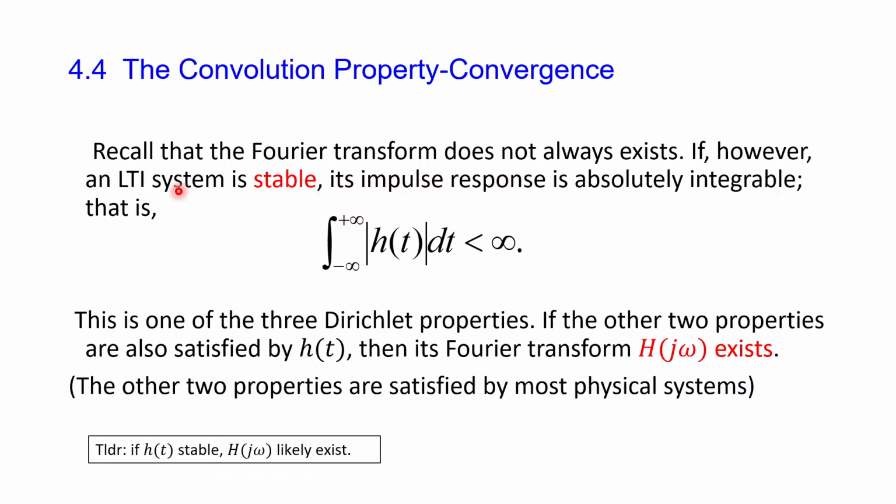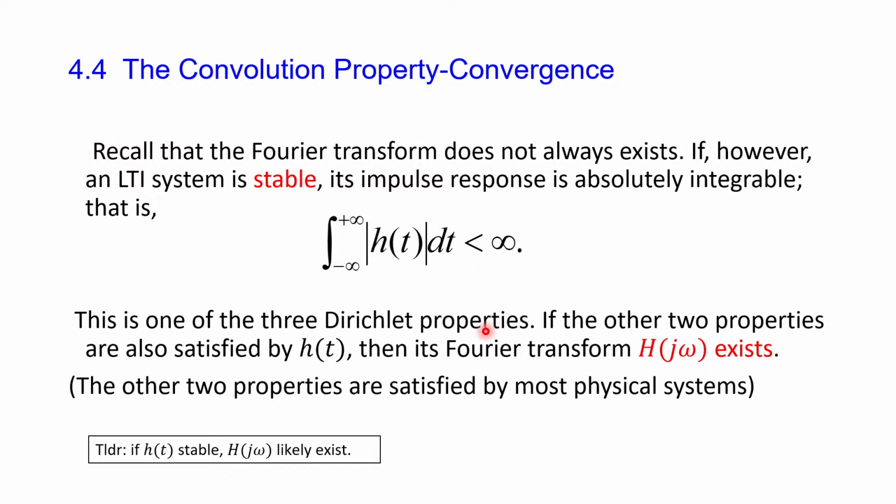then remember, this is something we tested a lot in our first midterm. The stable condition of your LTI system in terms of your small h is that the absolute value of your small h integrated over time is some finite value. Now you compare this to our Dirichlet properties, which are convergence conditions for a signal.